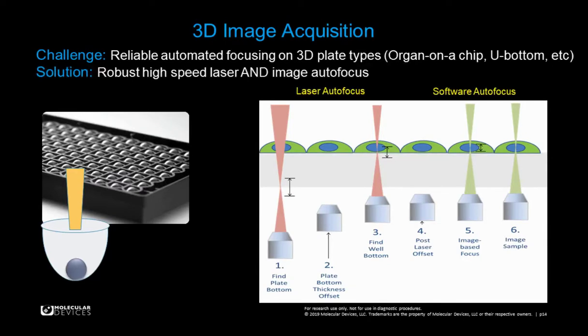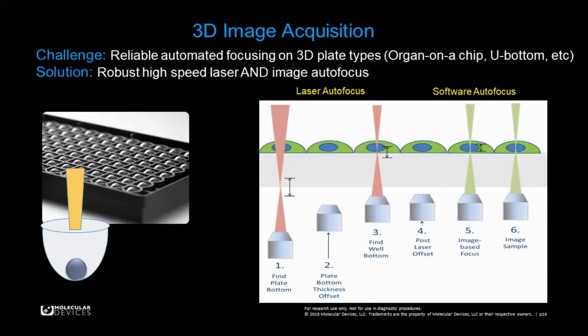Another challenge is reliable automated focusing on 3D plate types, such as organ-on-chip and U-bottom. Our solution is to have a robust high-speed laser and image autofocus. This allows you to consistently and reliably focus on each round bottom plate in 96 wells or 384 wells. On the right, you see our laser autofocus and our software autofocus mechanisms.